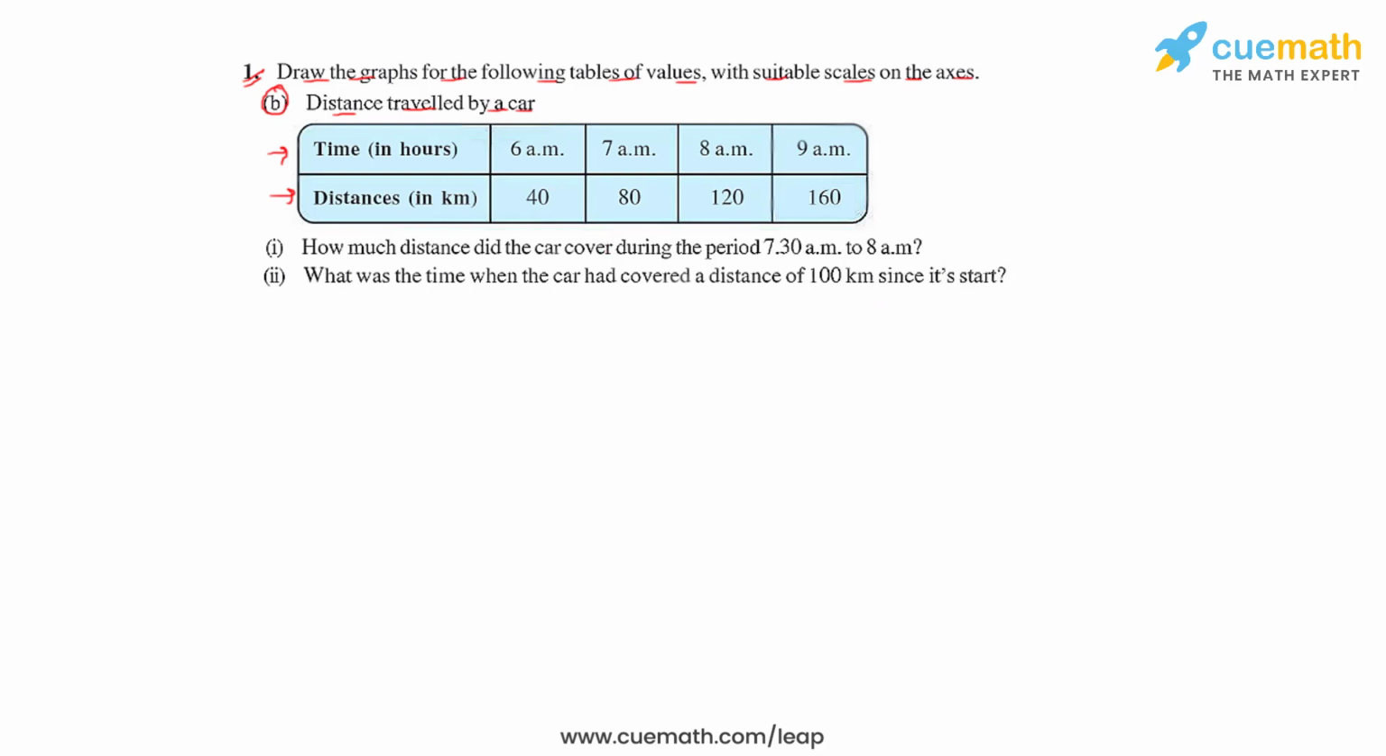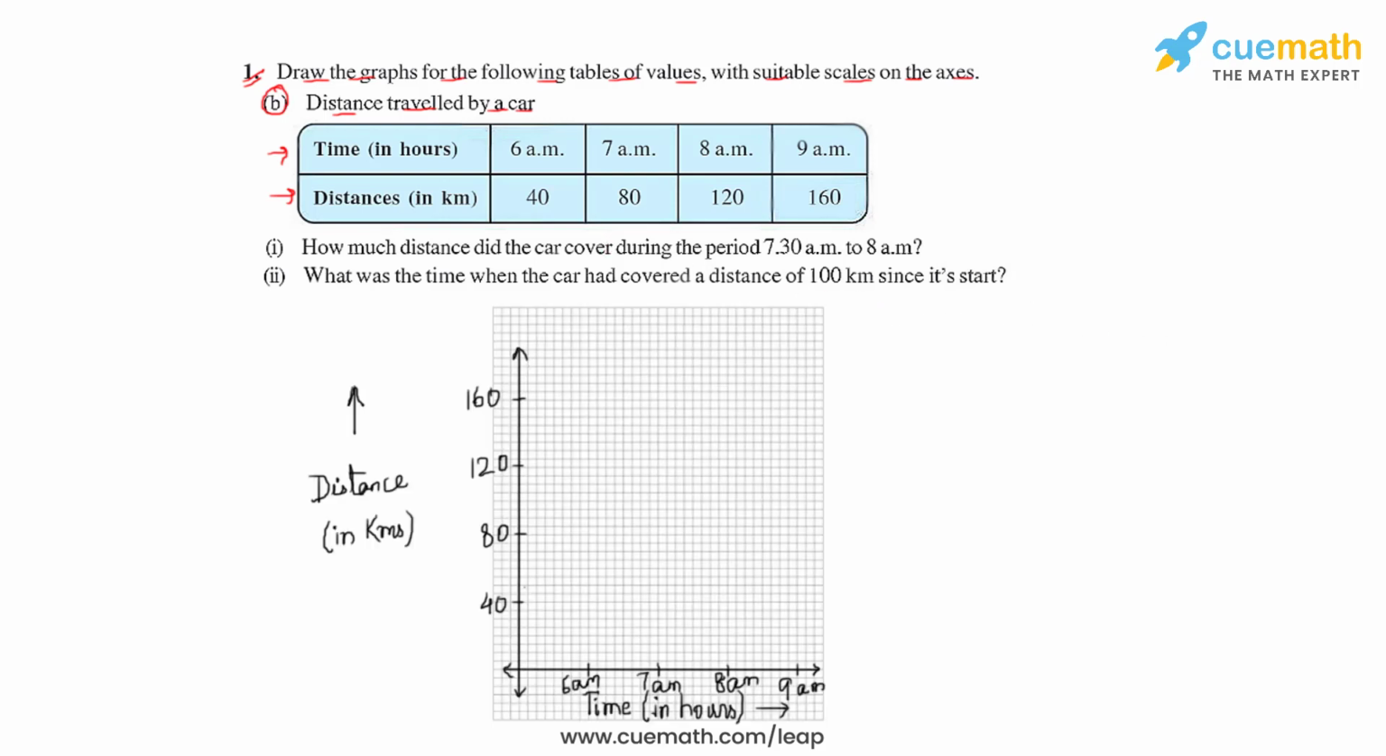Let us first plot these values on this graph where, as you can see, we have already taken the time in hours on the x-axis and the distance in kilometers on the y-axis. If we take these values and plot the line graph, we'll get this as the line graph based on the values which we have here. Let us first mark the scale of both the axes.